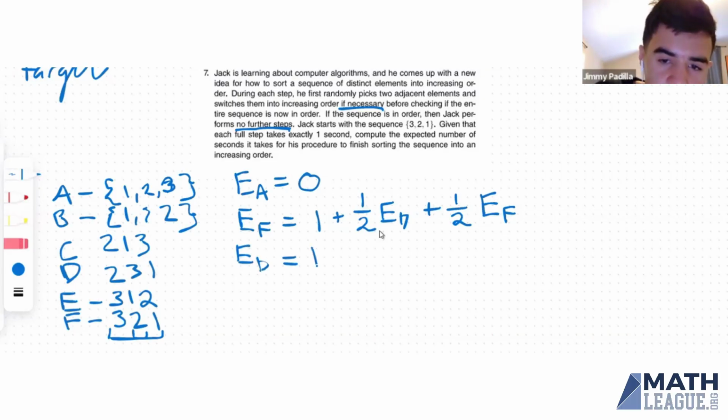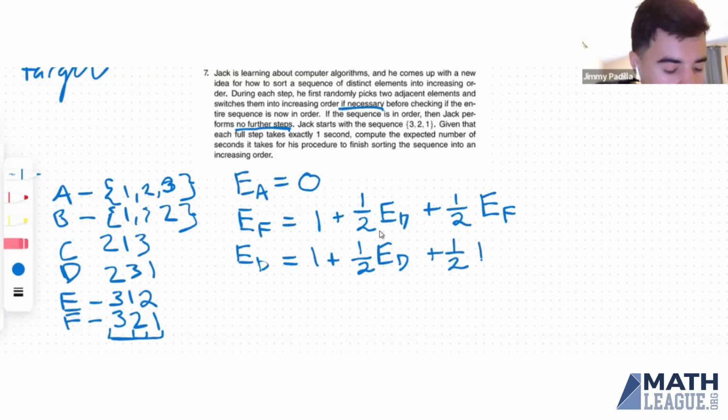Then let's find E of D. E of D is equal to 1 plus, if we pick the first pair, since they're in order, we wouldn't sort that, so that would be 1/2 times the expected value at our same state, since we're looping back to the same state. Otherwise we flip this pair, which takes us to 2, 1, 3, or state C. Since E of D is on both sides, we can subtract it over, which gives us 1/2 E of D, and multiply by 2 to get E of D in terms of just E of C. E of D is then equal to 2 plus E of C.